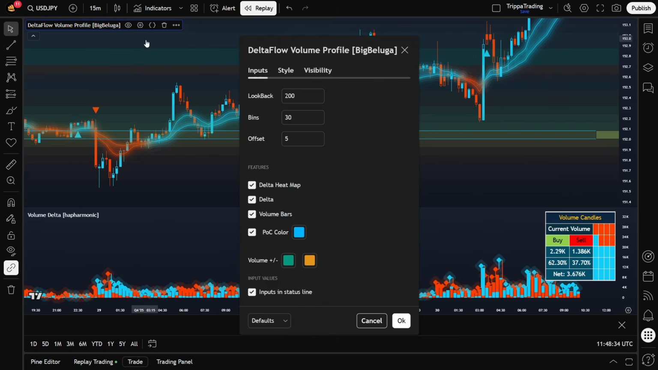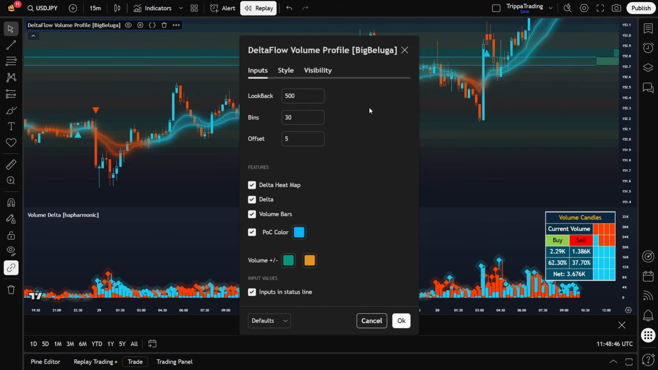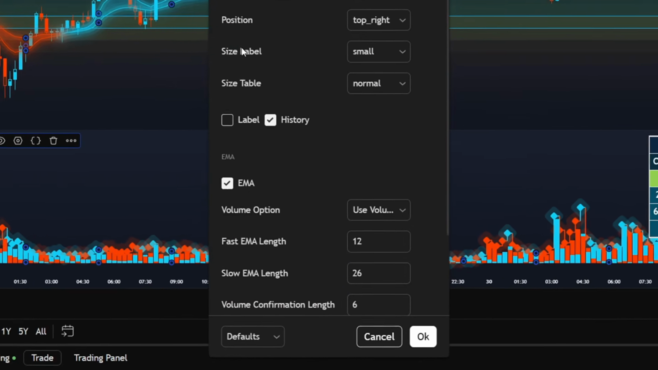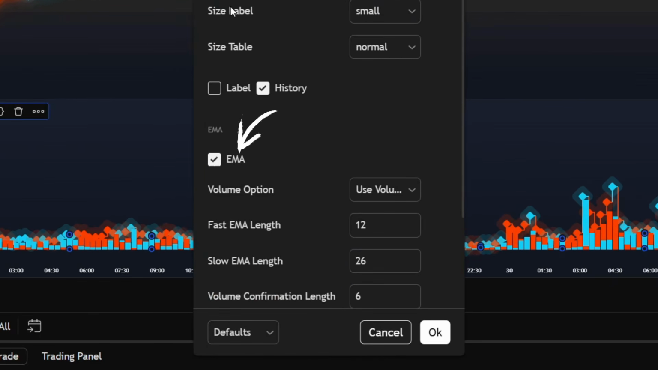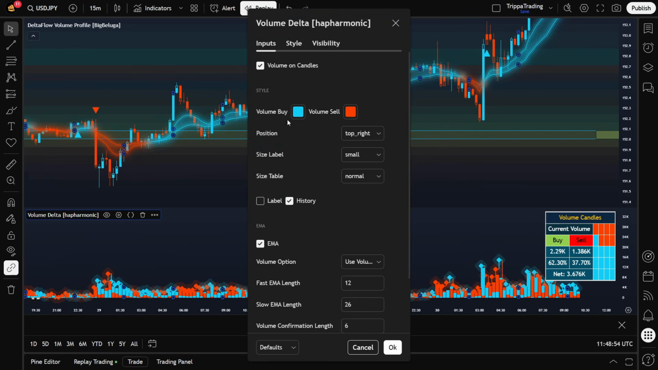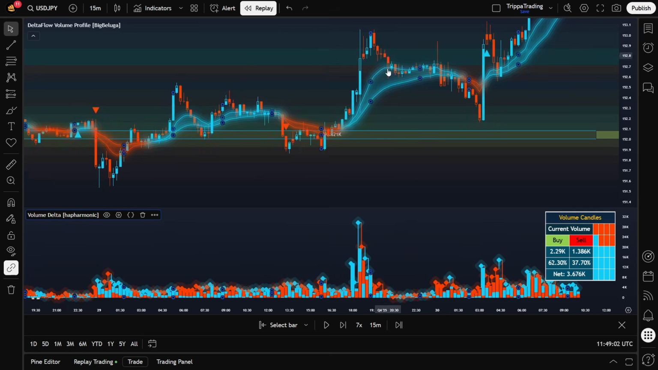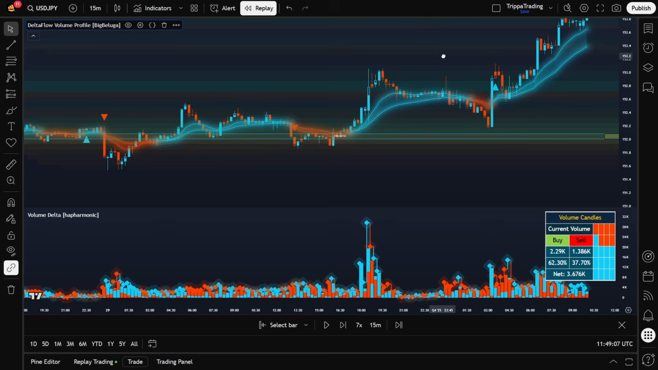For the delta flow volume profile, you can adjust the look-back period depending on your time frame. 200 works well for intraday, but for longer-term setups, try 500 or 1000. For volume delta, you can turn off moving averages in the settings to keep the chart clean. Focus only on color and height of bars. And most importantly, don't chase candles with no volume behind them. When you see price moving without strong volume, it's usually a trap.